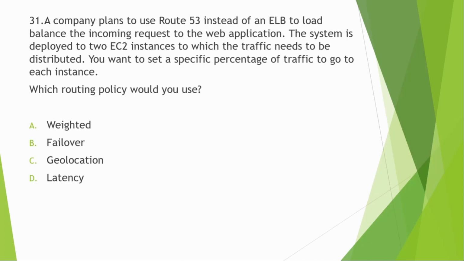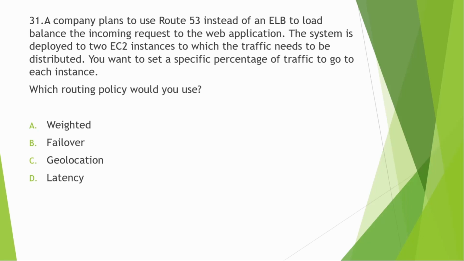Next question. A company plans to use Route 53 instead of an ELB to load balance the incoming requests to the web application. The system is deployed to two EC2 instances to which the traffic needs to be distributed. You want to set a specific percentage of traffic to go to each instance. Which routing policy would you choose? For example, if you want to send a tiny portion of your traffic to one resource and the rest to the other resource, you'll have some weights, right? So you will say, okay, this much percentage here, this much percentage here.